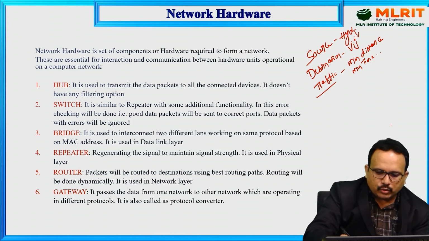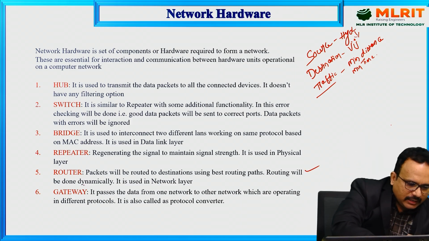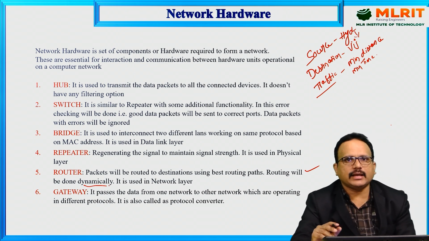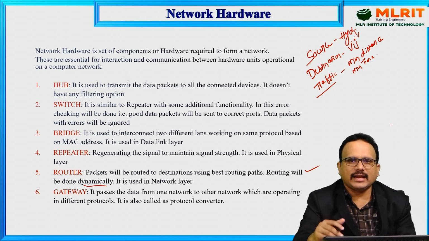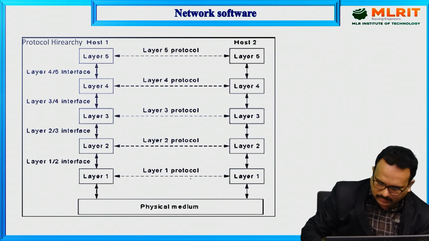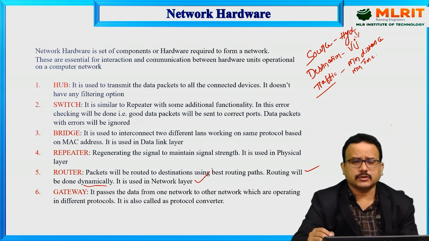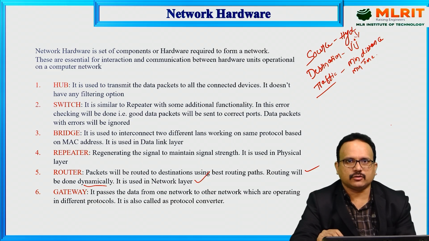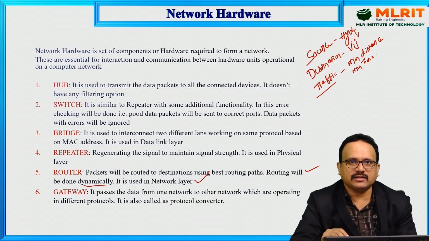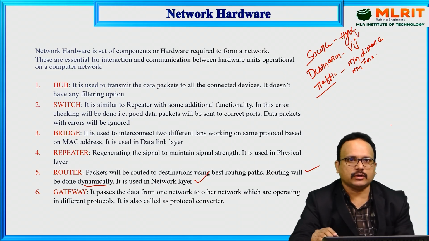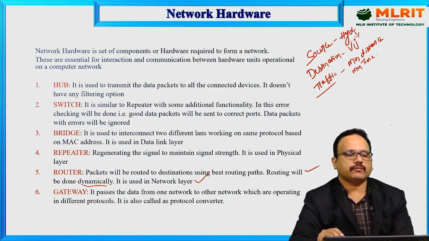Next, routing will be done dynamically, not statically. It can be adaptive in nature. So dynamically the route can be identified based on the requirement of that particular router. And this router will work in the network layer. Usually in the network layer, the data will be transmitted in the form of packets. So here the packet transmission takes place in the router. This is one of the examples of networking hardware devices.